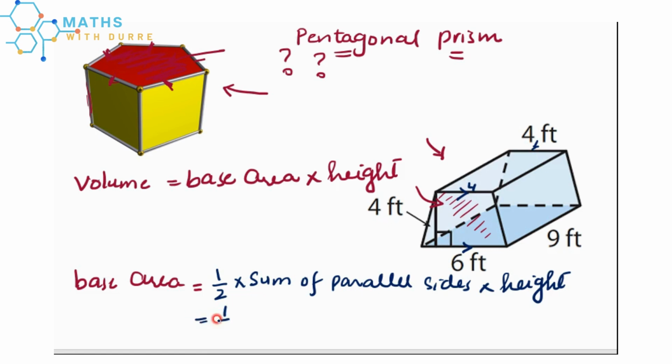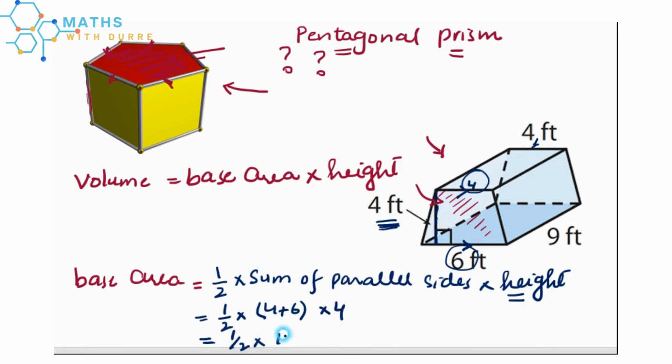And we will substitute the values: 1/2 into, we need to add this 4 and this 6, 4 plus 6, and we need to multiply with its height. Height of this 2D shape will be 4 because you can see the perpendicular here. So we will multiply with 4. Now we need to solve it. It will be 10 into 4. 20 centimeters square is the base area or area of a cross section.